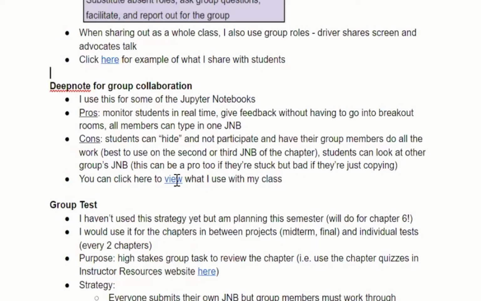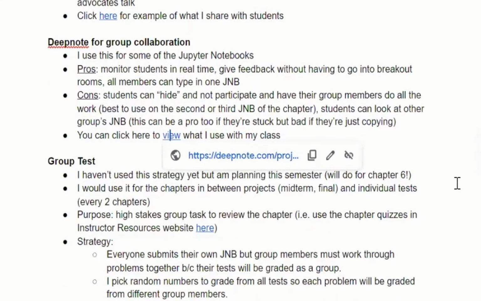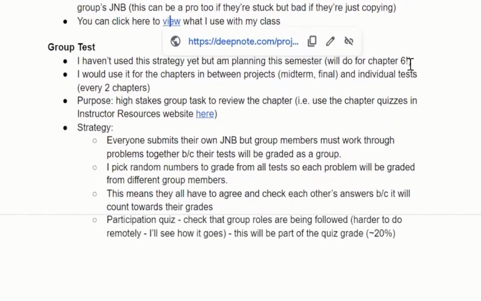but don't just copy, use it for inspiration. One thing I want to try this semester is group tests, because I do this in my other classes. So I thought it might be useful in this class. Basically, it's just another Jupyter Notebook a group does, but because I slap on the word test or quiz, it makes it high stakes. So students feel like, oh, I really need to do well.